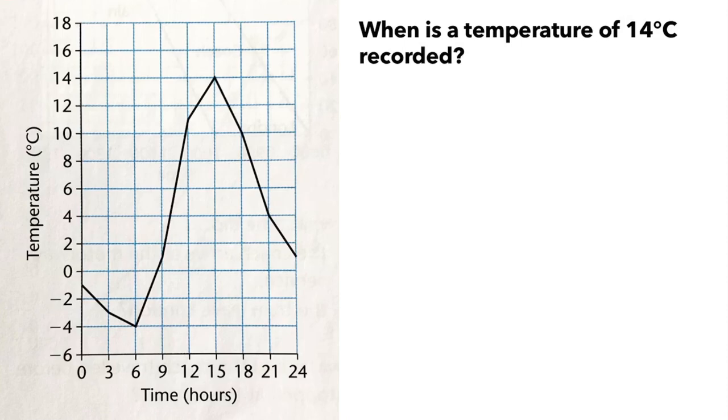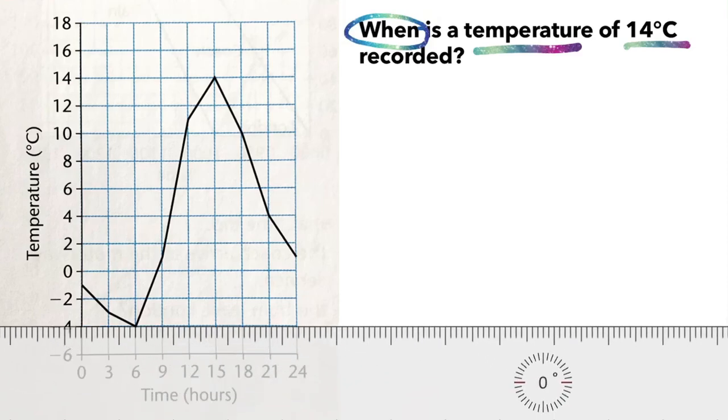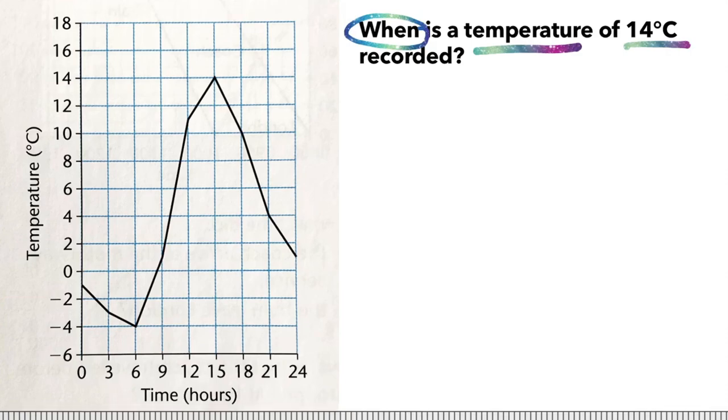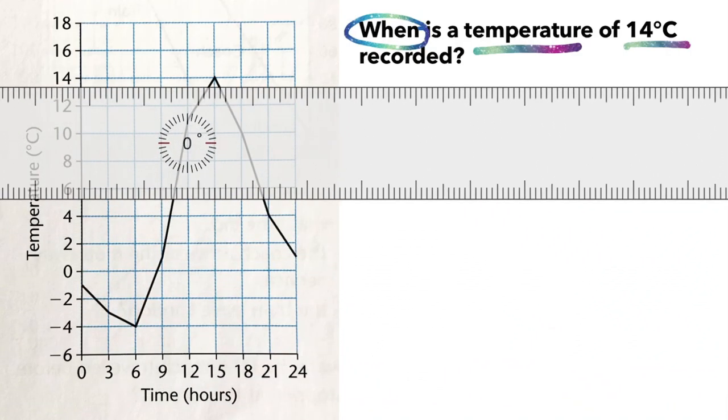Okay, next question. When is a temperature of 14 degrees C recorded? So my key word here is when. So my answer is going to be a time. And then I'm looking for the temperature of 14. So this time I'm going to have to kind of go backwards. I'm going to start with the temperature and look for the time. And I'll show you again with the ruler here.